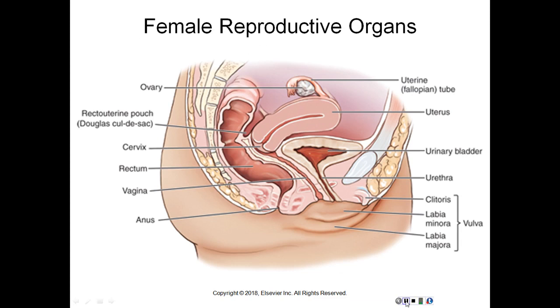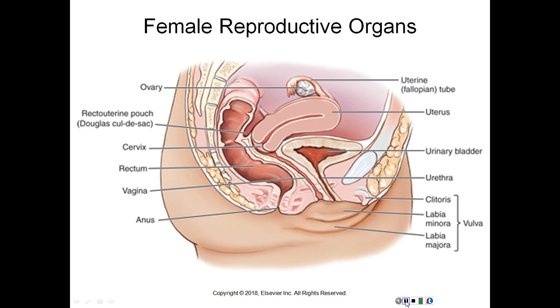Graafian follicles, 100,000 microscopic sacs that make up a large portion of the ovaries. Each follicle contains an immature ovum. Normally, one Graafian follicle develops to maturity monthly between puberty and menopause. Uterine tubes, pair of tubes attached to the uterus that provide a passageway for the ovum to move from the ovary to the uterus, also called fallopian tubes.